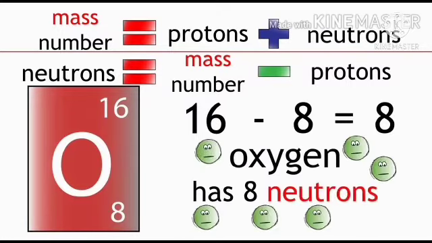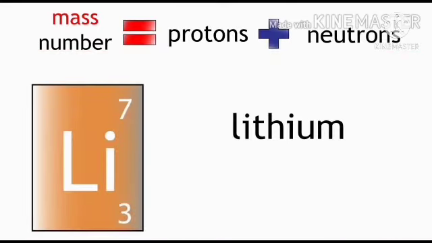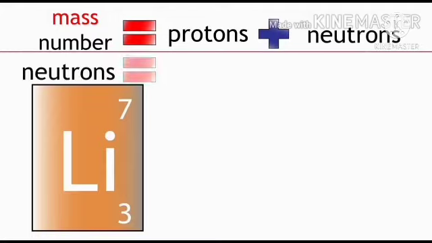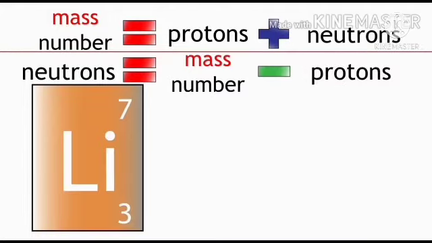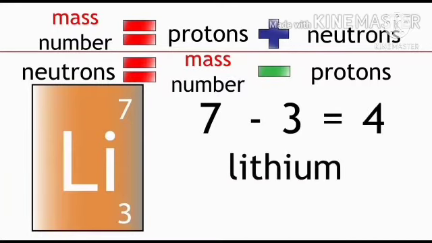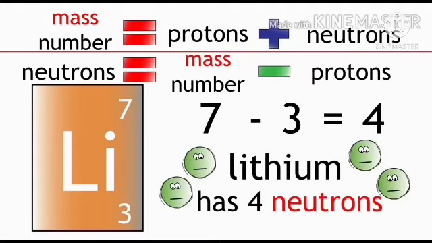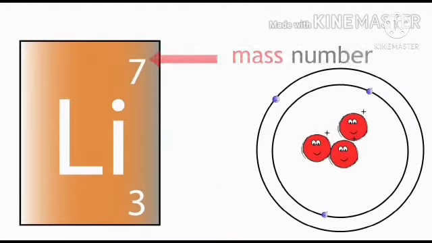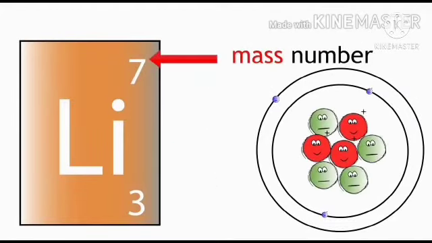Let us take another example. Lithium has a mass number of 7 and atomic number 3. How many neutrons does it have? Mass number equals protons plus neutrons. We can rearrange this: neutrons equal mass number minus atomic number. 7 minus 3 equals 4. So the atomic number is the number of protons in an atom and the mass number is the number of protons and neutrons in an atom.